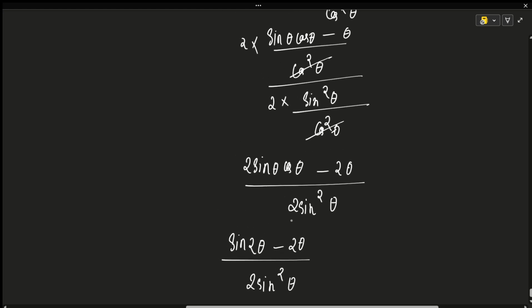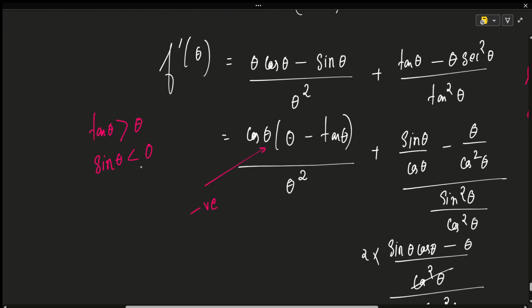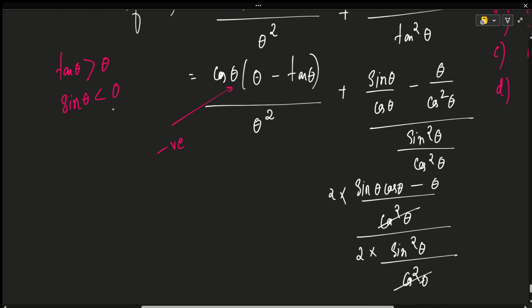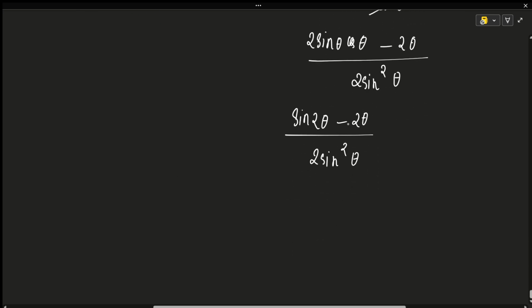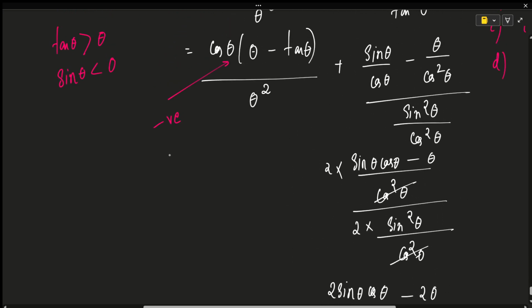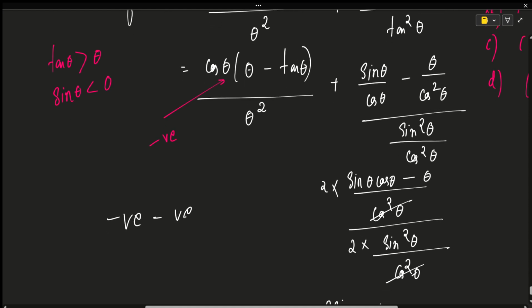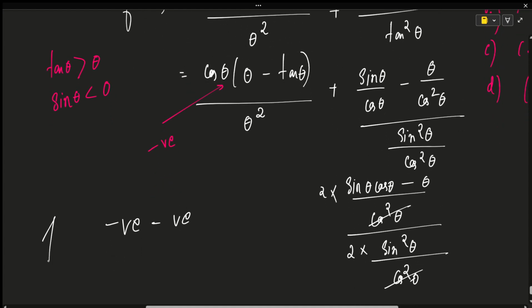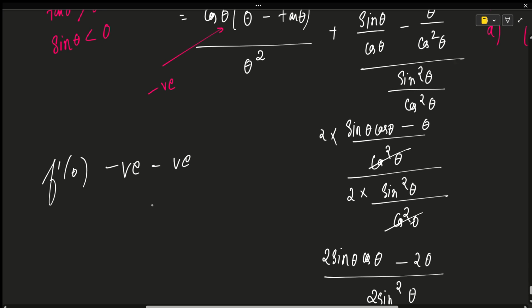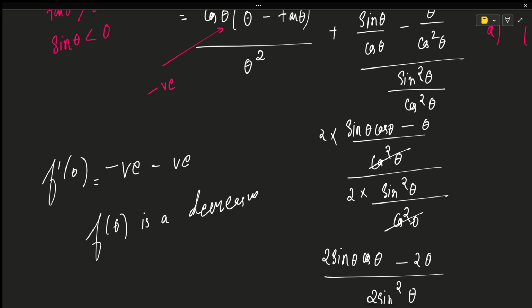Now just now I told that sine 2 theta is less than 2 theta. So this will again be negative. Again I have negative over here, right? So f dash theta is negative, which means it is a decreasing function. F of theta is a decreasing function.